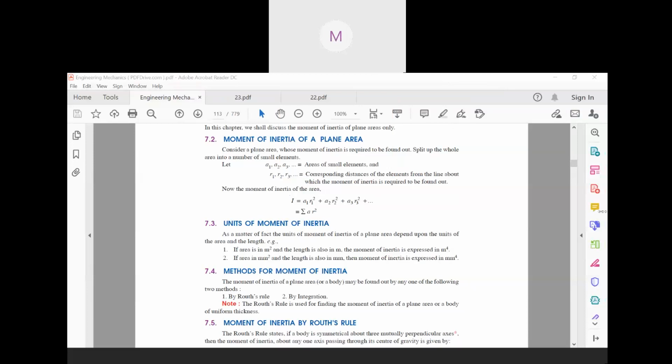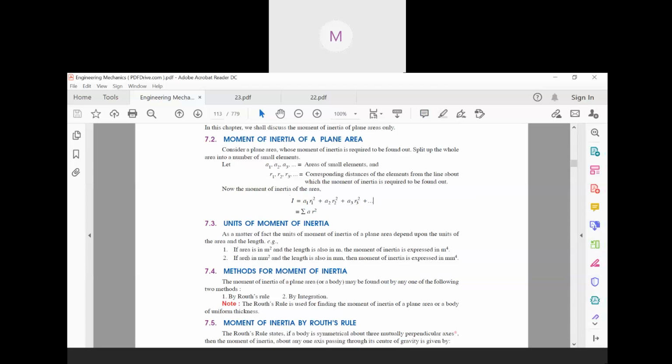So, what is mass moment of inertia now? A moment of inertia of a plane area is given by this formula: I equal to a1 r1 square plus a2 r2 square plus a3 r3 square. That means summation of all the a r square.